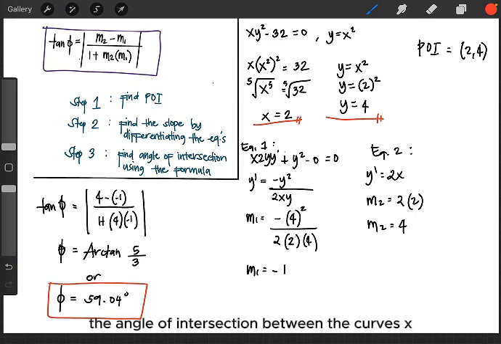We now have the angle of intersection between the curves y equals x squared and xy squared minus 32 equals 0. And that's all for this lesson.